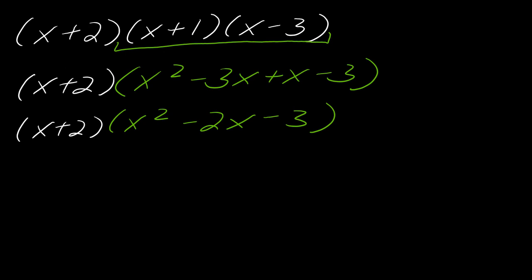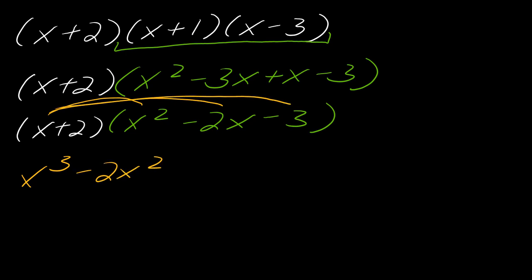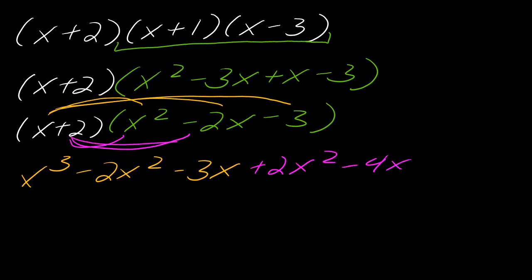Okay, so now that I've done that, I need to multiply again this times all of this. So now I can take the x times the x squared, so this will be x cubed, x times negative 2, so this is minus 2x squared, and then x times negative 3, this is minus 3x. Then moving on, I've got 2x squared, 2 times negative 2 is minus 4x, and then 2 times negative 3, that's minus 6.